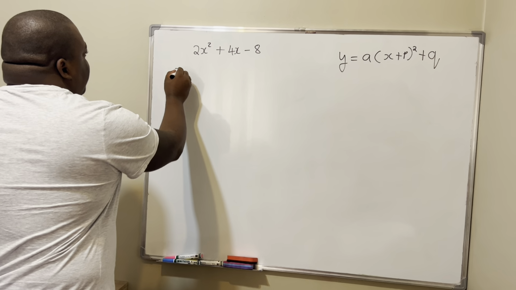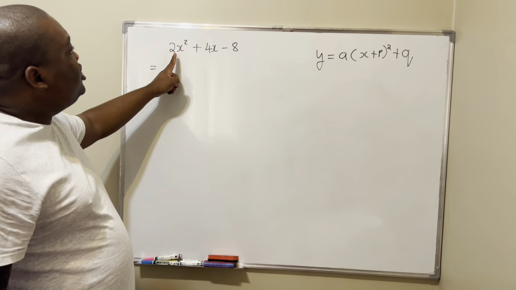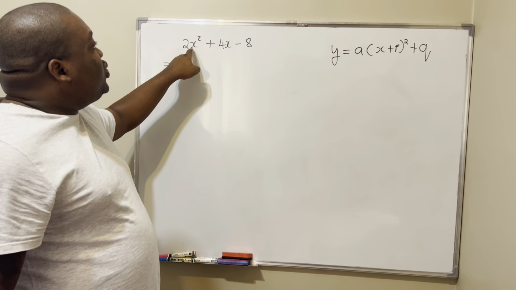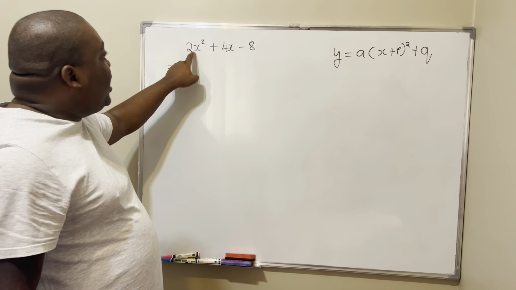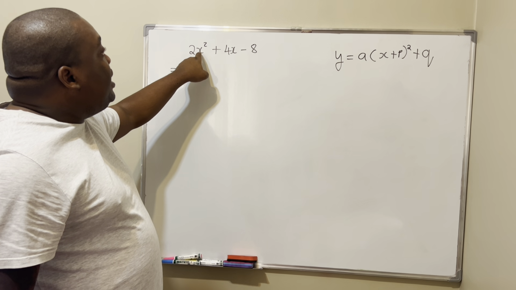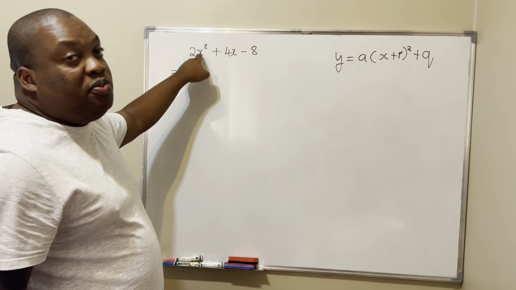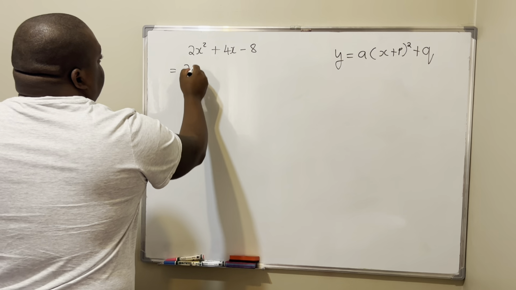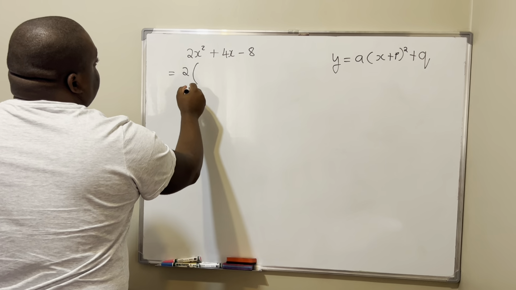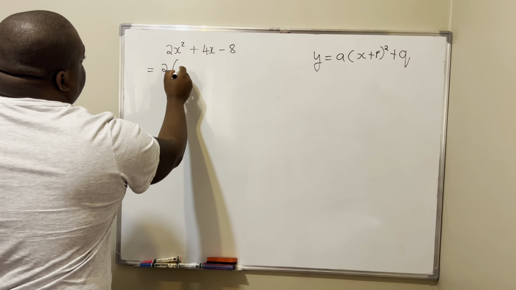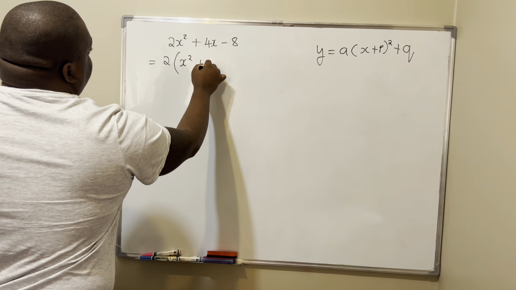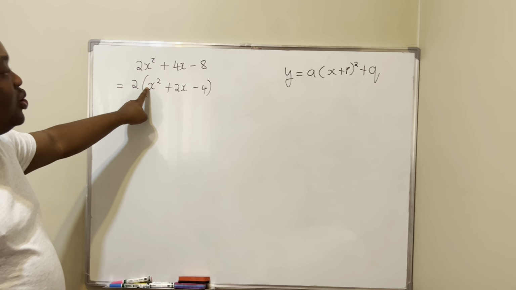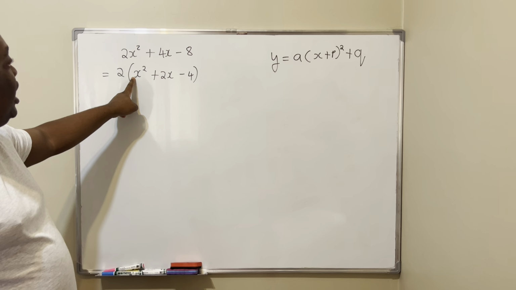So let's begin. First and foremost, you need to ensure that the coefficient of x² is 1. If it's not 1, you need to divide everything by that coefficient of x² so that it becomes 1. In this case, we need to divide everything by 2 to change the coefficient from 2 to 1. So if we take out a common factor of 2, we'll be left with x² + 2x − 4. Now you have reduced the coefficient of x² to 1.